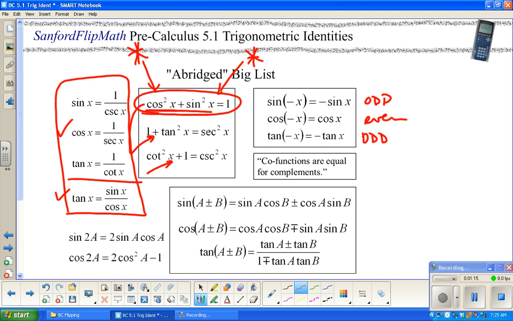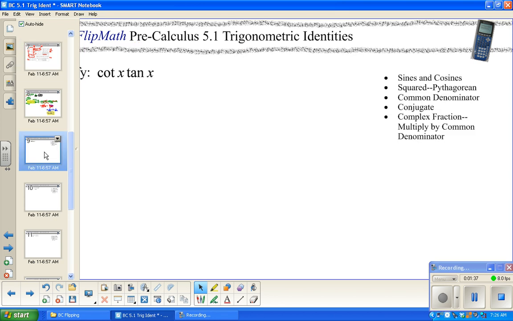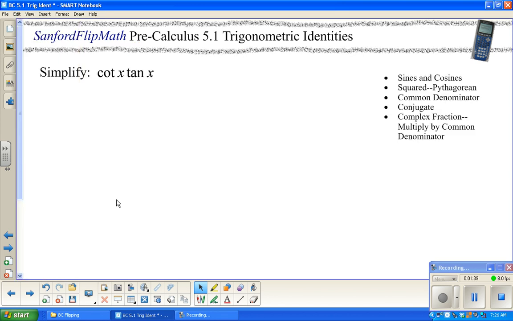And again, cofunctions are equal for complements. That's complementary angles, or angles that add up to 90. And then the other two we will deal with. This is 5,3, and this is 5,4. And that's all I'm going to say about that. At this point, you need to just remember them. I know this is not going to be fun, but it is what it is. And I will tell you that if you don't remember them, there will be lots of frustration.